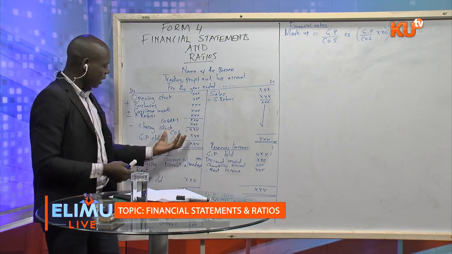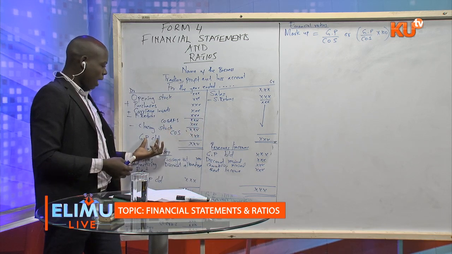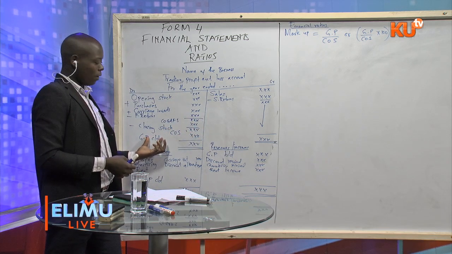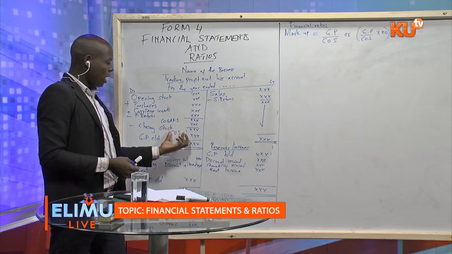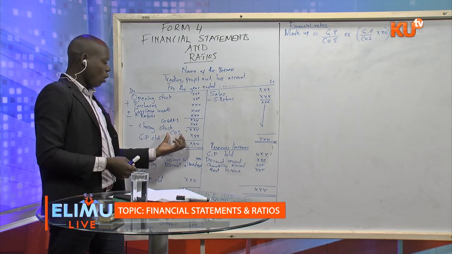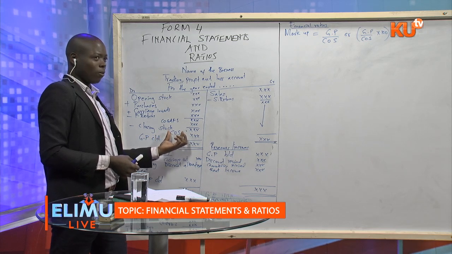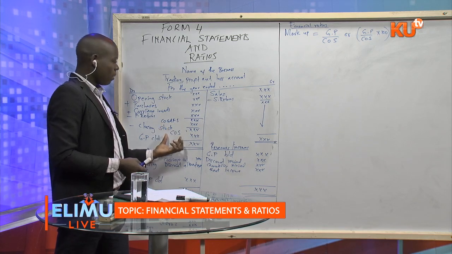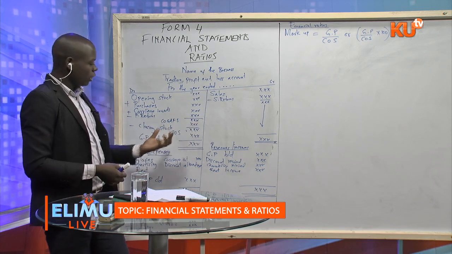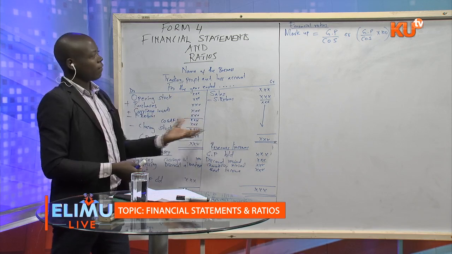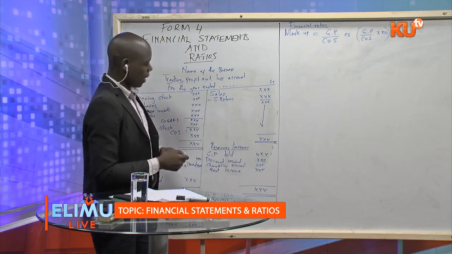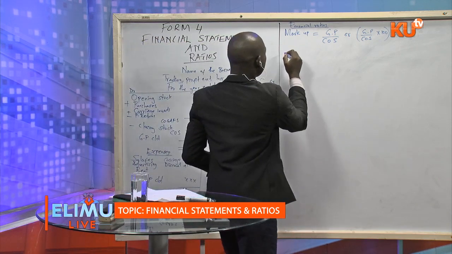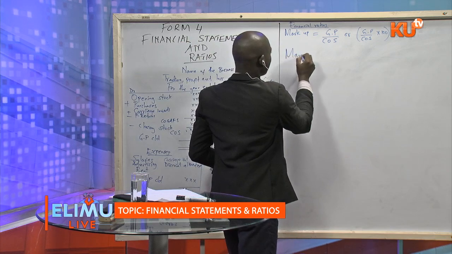So you'll simply take this figure and compare it with this figure. If this is 50 and this is 100, then we take 50,000 over 100,000. That will give you the markup. Either as a percentage, you multiply by 100, or you leave it as a fraction, it will still be okay. Number 2, we are going to calculate what we call margin.